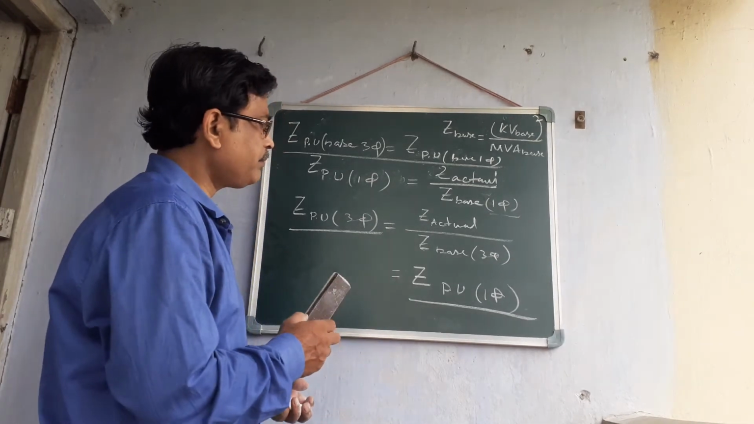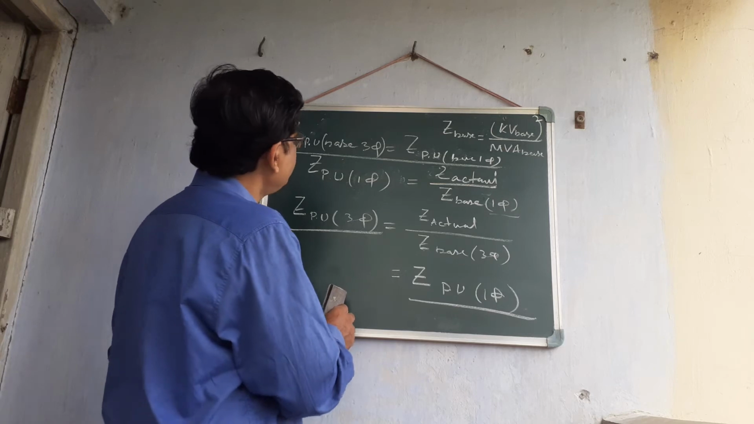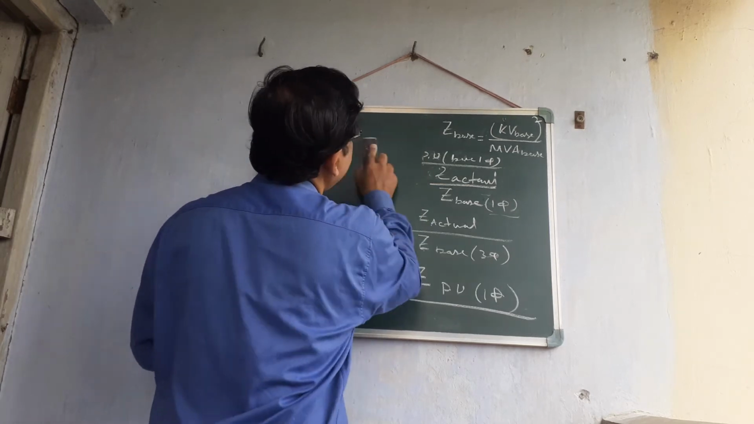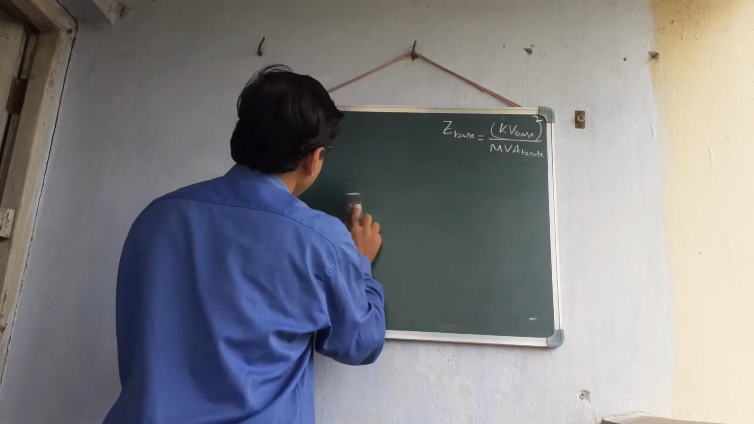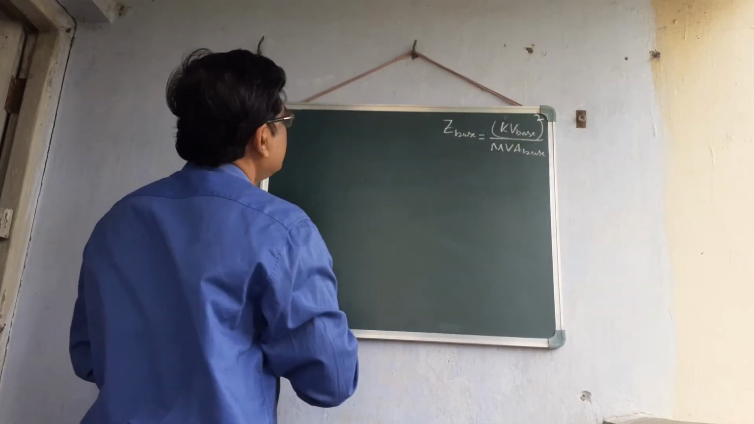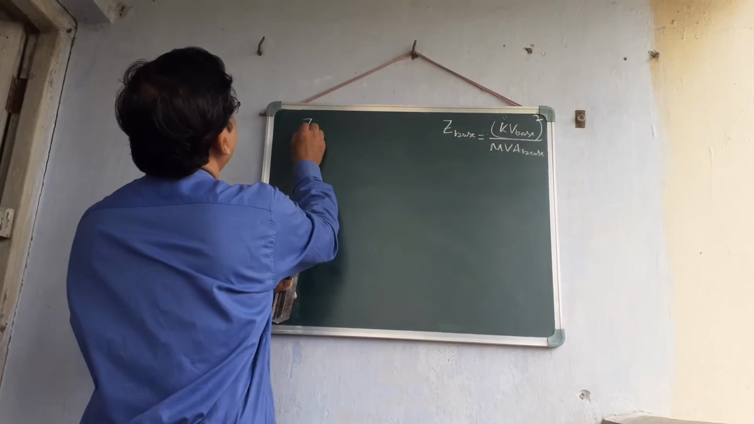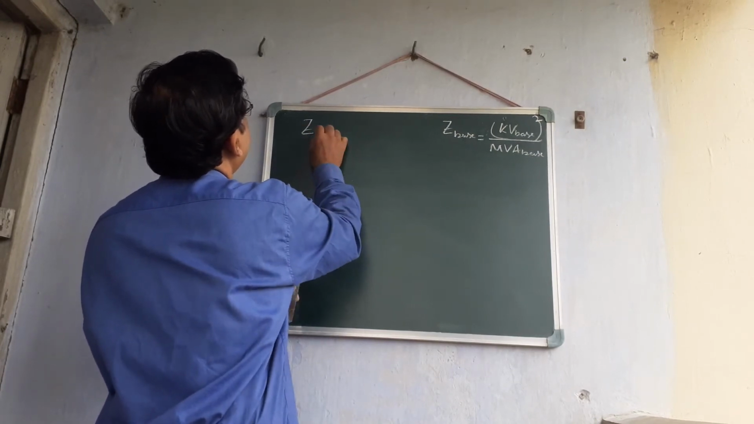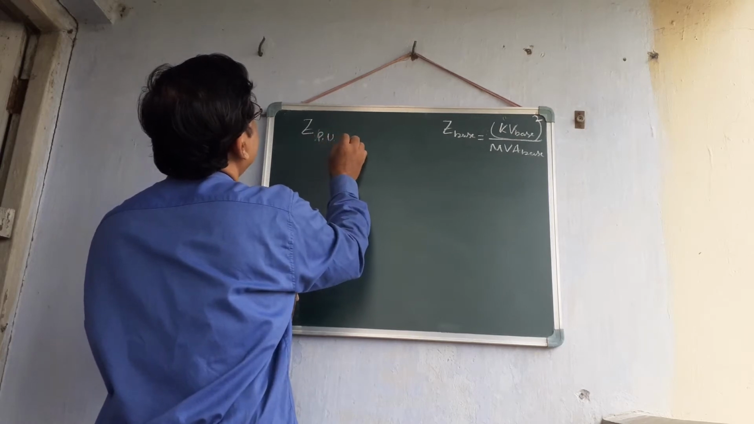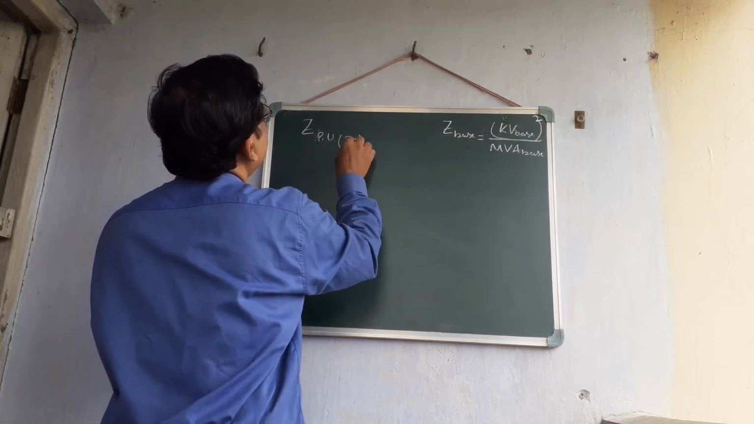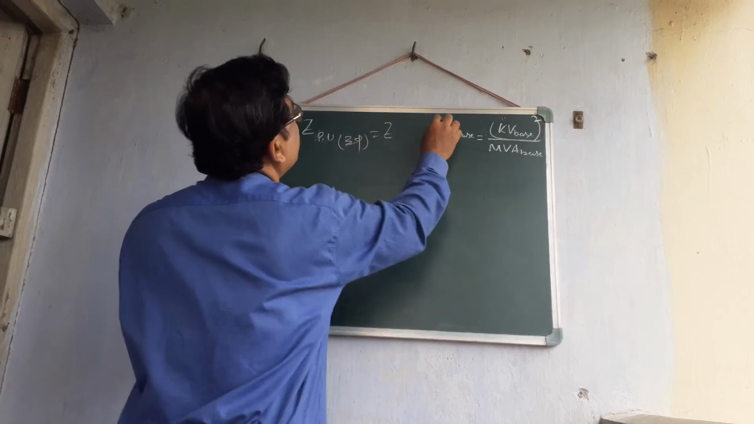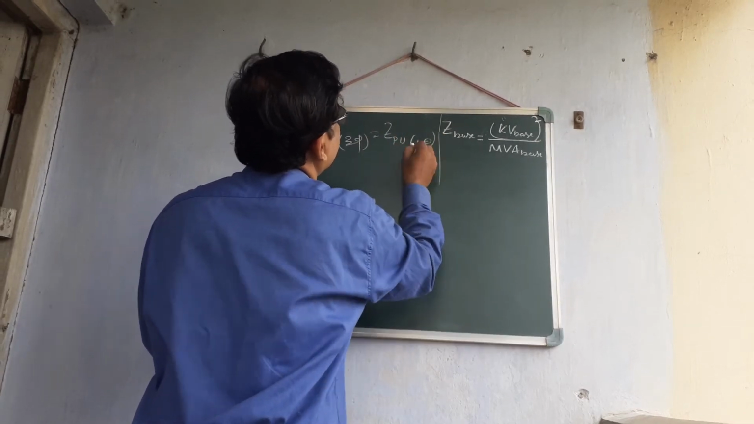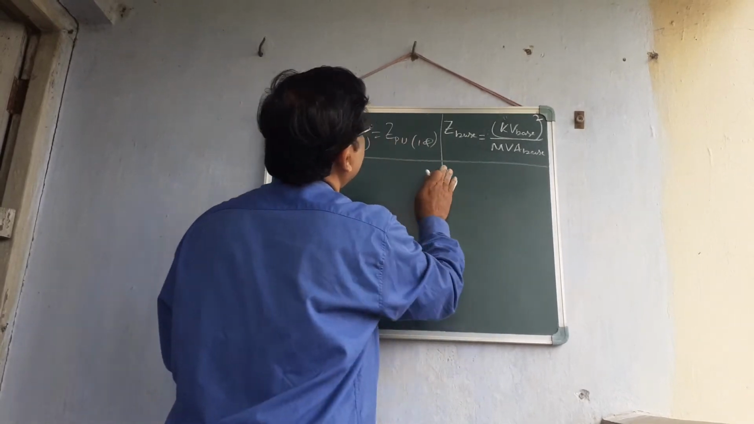Okay. Now, from these two important things, Z base, and Z per unit three phase equals Z per unit single phase system. These two are important conclusions.